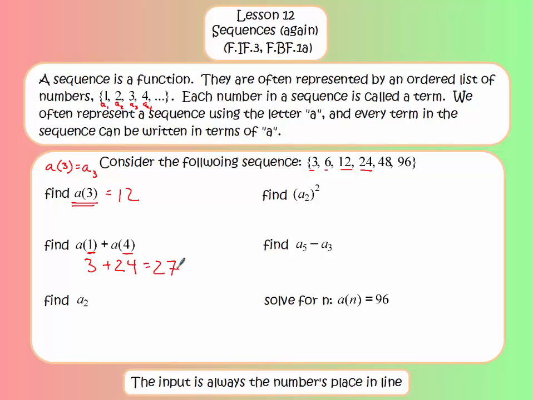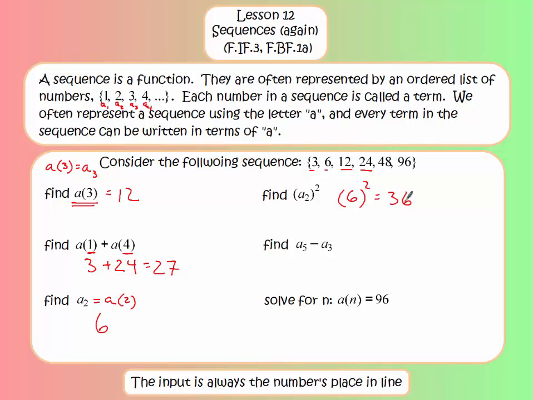Okay, so again, A sub 2 here is the same thing as writing it in function notation like this. It just means the second term, which is 6. Over here, now let's find A sub 2 and square it. So A sub 2, again, was 6. So we have 6 and square that. So that is 6 squared, which is 36.